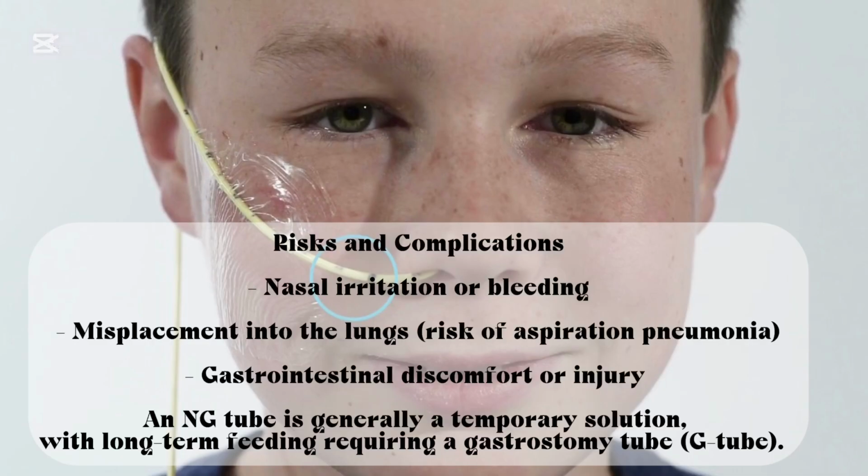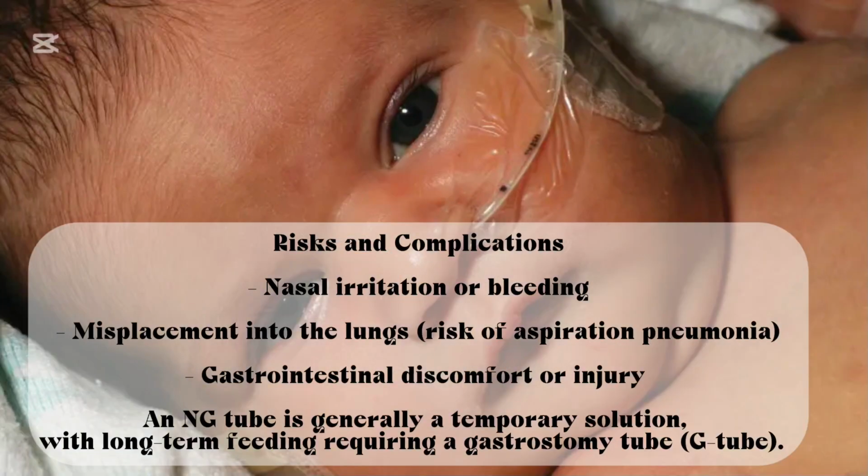Risks and complications: nasal irritation or bleeding, misplacement into the lungs, risk of aspiration, pneumonia, gastrointestinal discomfort or injury. An NG tube is generally a temporary solution, with long-term feeding requiring a gastrostomy tube, G tube. Would you like more details on its management or specific uses?